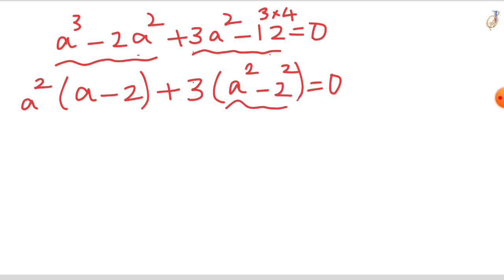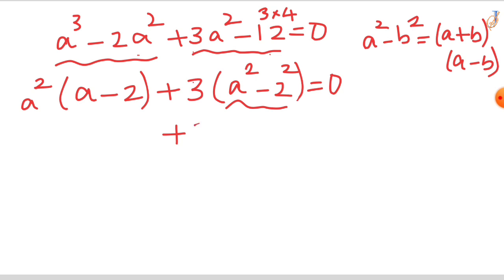Now this is in the form of a power 2 minus b power 2. The formula is a plus b times a minus b, isn't it? So let's use that formula here. Instead of this a power 2 minus 2 power 2, we can write this as a plus 2 times a minus 2.